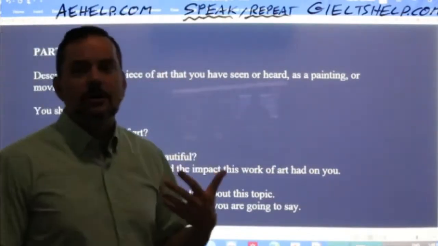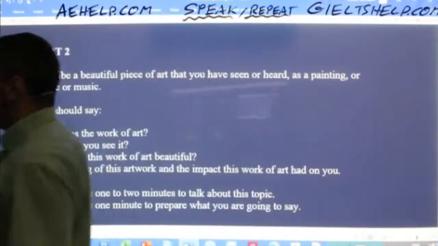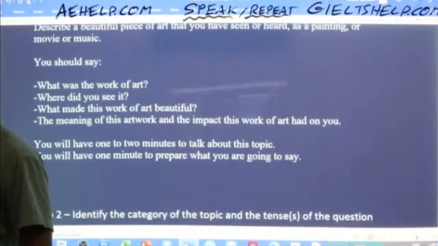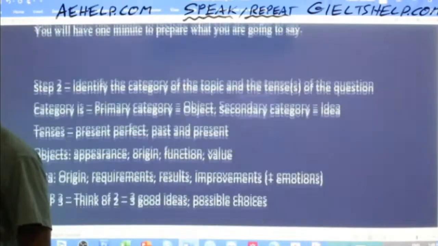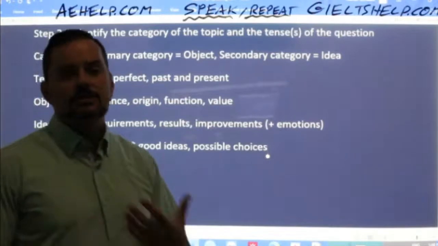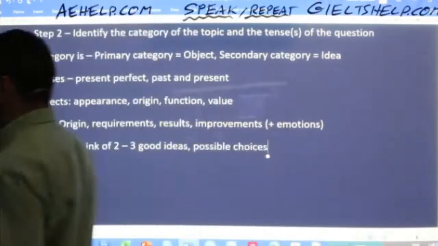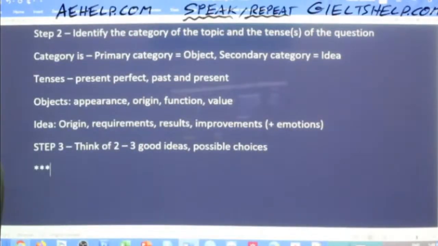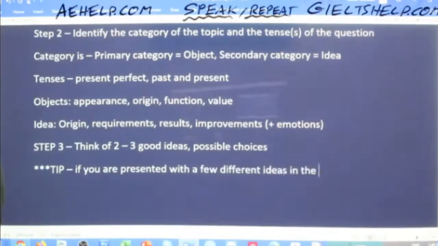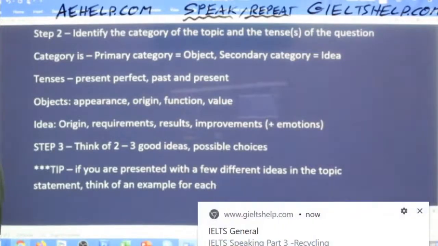And then I'll try to figure out what it could be. So if possible, instead of thinking of 3 movies or 3 pieces of music, for this type of question where they actually give you a list of choices, I would recommend trying to think of one for each. So keep this little tip in mind. Like I said, always some new tips going on in these classes. So here's a little tip: if you are presented with a few different ideas in the topic statement, think of an example for each topic, okay?